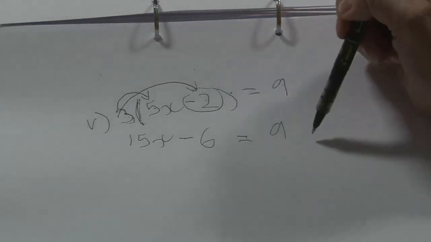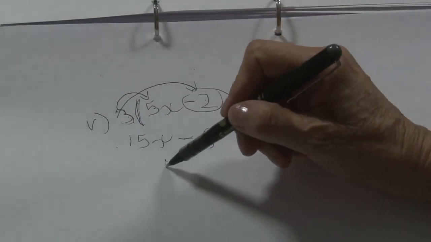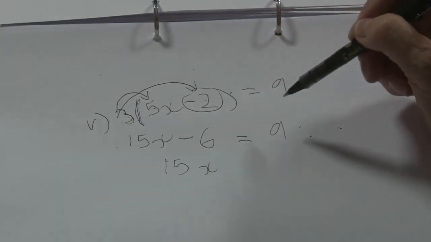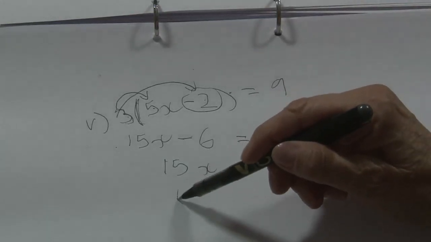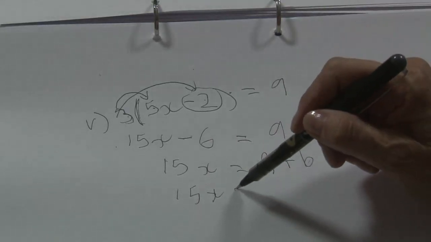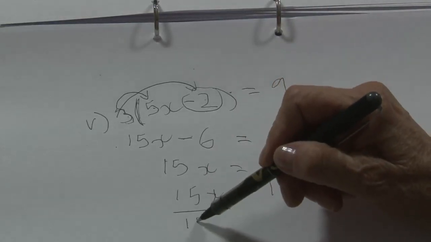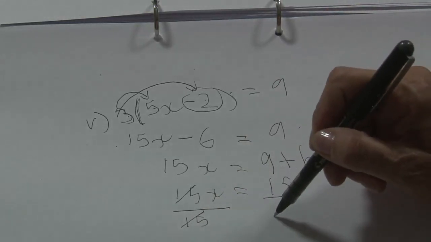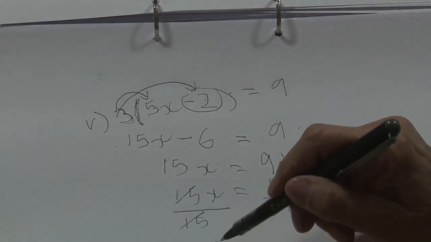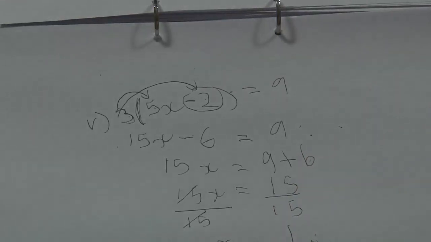Now, this one has to go to that side, or not this one, I have to add on this side, I add on this side. So 15x is equal to 9 plus 6. 15x is equal to 15. I divide by 15 so that I can cancel that 15. What I do on this side, I do on this side. So x is equal to 1. Not so difficult.